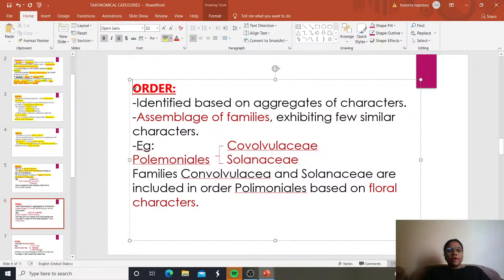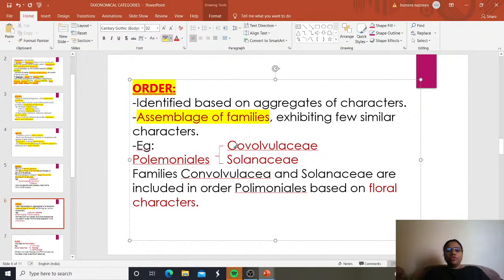Above family we have order. Now they are basically identified based on aggregates of characters, and it is an assemblage of families. How we said that family is an assemblage of genera, similarly, assemblage of families is nothing but order. Assemblage of families is being called order, and they exhibit few similar characters. The families which are showing few similar characters, we are grouping them under order.